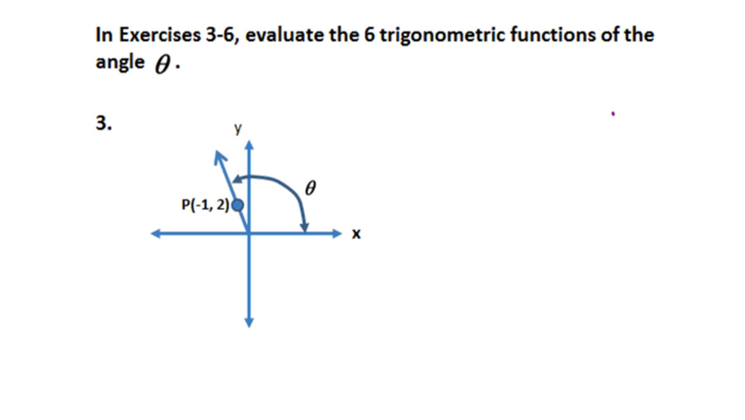Let's go on to problem 3. In exercises 3 through 6, evaluate the 6 trigonometric functions of the angle theta. I like to call them ratios instead of functions for some reason. Most of the time, we've been examining the sines, cosines, tangents, etc. within 0 to 90 degrees. In this case, we're rotating beyond, into quadrant 2.